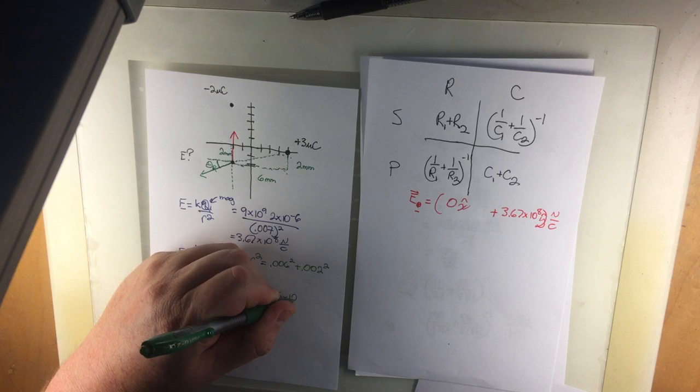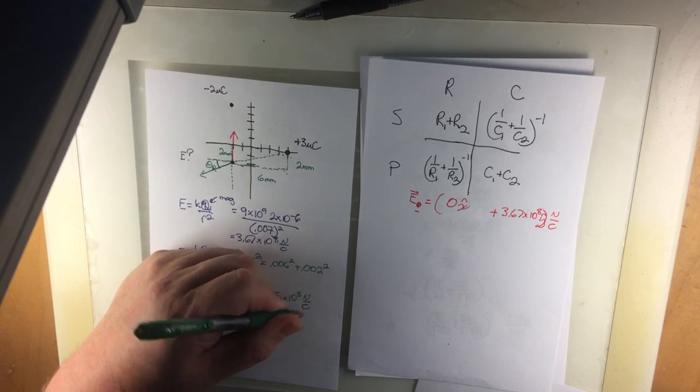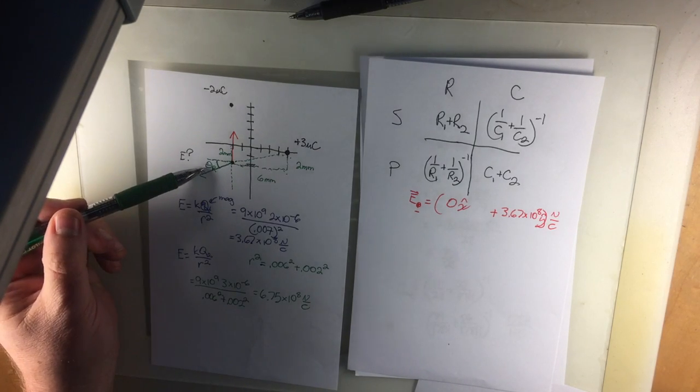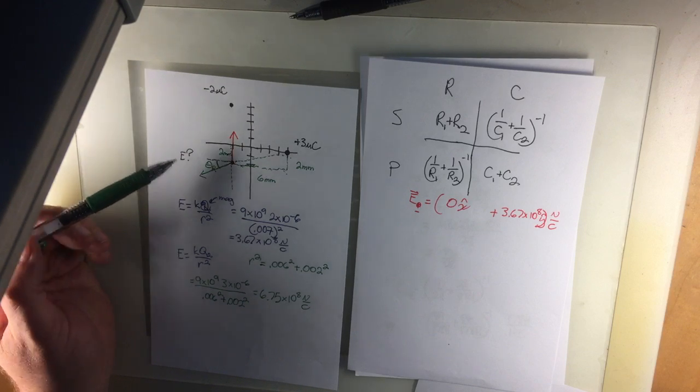6.75 times 10 to the 8th newtons per coulomb. That's the magnitude of the vector. Now this one is not as easy as the first vector. The first vector is instant conversion. This one requires a little bit of how do I figure out theta r.